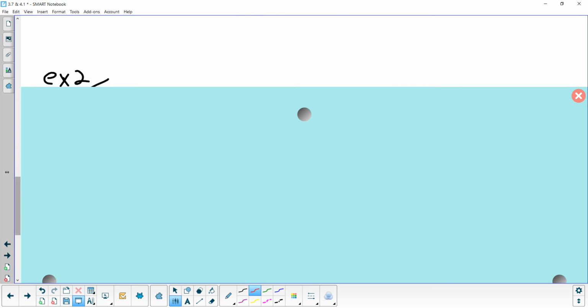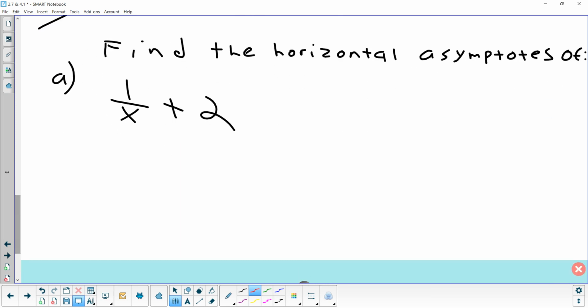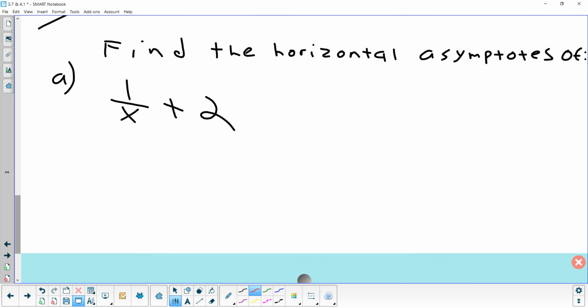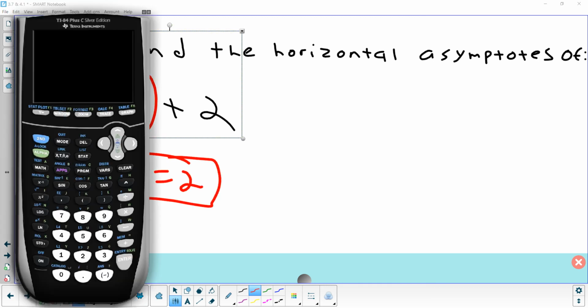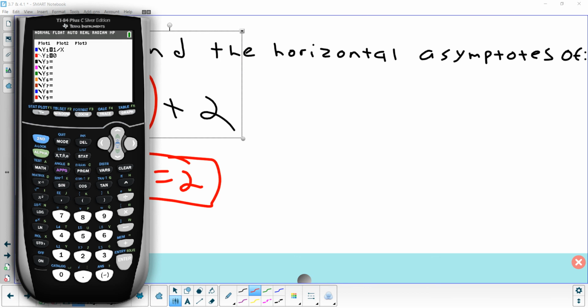Okay, and page 217's got some more pictures. So, let's find the horizontal asymptote of this. Now, what was the asymptote of this one? 0. And does anyone remember from when we studied the transformations, what does adding a number at the end do to a function? It shifts it up 2. So if you know that this shifts the graph up 2, everything is shifted up 2, including the original asymptote. So it was y equals 0. Now the asymptote is y equals 2. If you didn't know that, you can definitely just graph it, and you can see you are approaching 2.